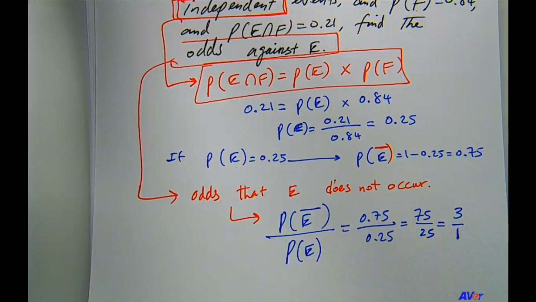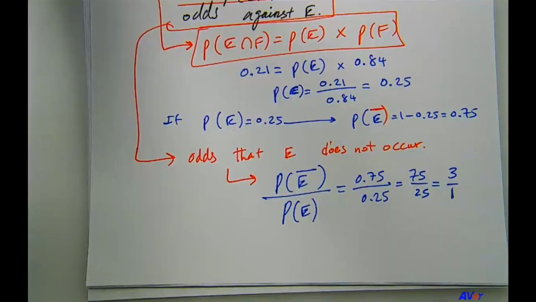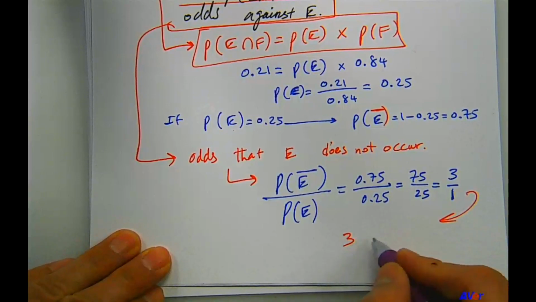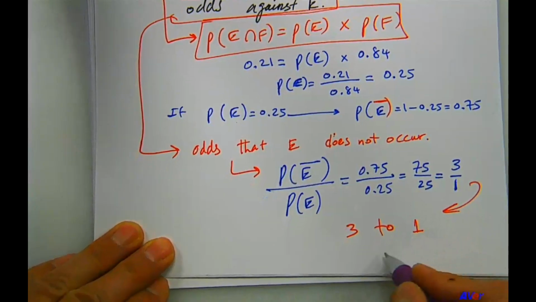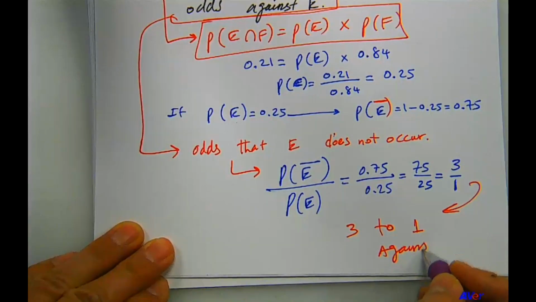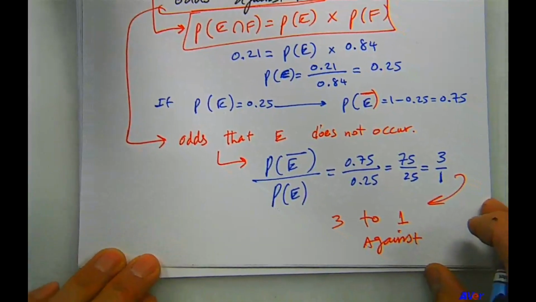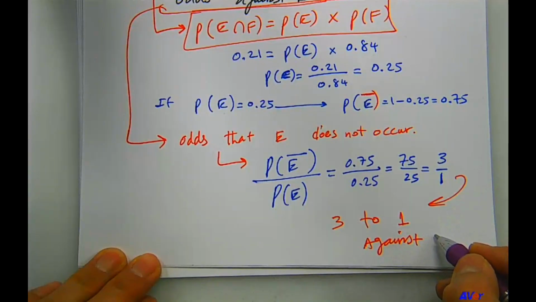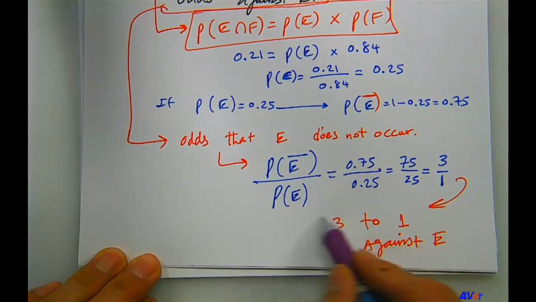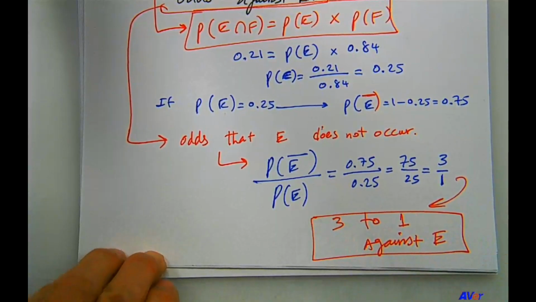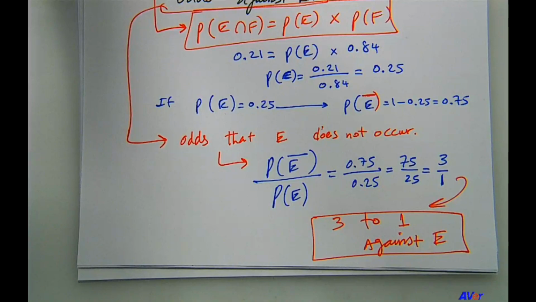Is that the odds? No. Don't leave the answer like that. The odds are 3 to 1 against E. Okay, I hope that makes sense. So let's see another example.